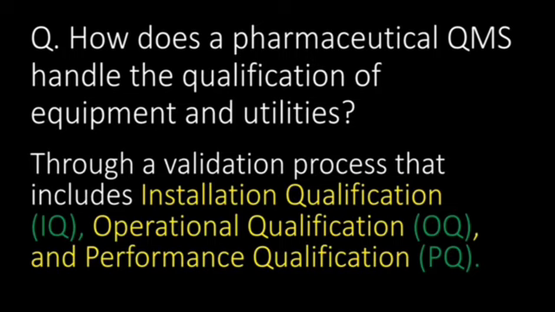How does a pharmaceutical QMS handle the qualification of equipment and utilities? Qualification of equipment and utilities is done through a validation process that includes installation qualification, operational qualification, and performance qualification.